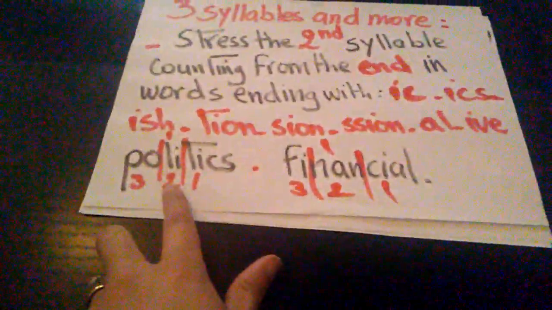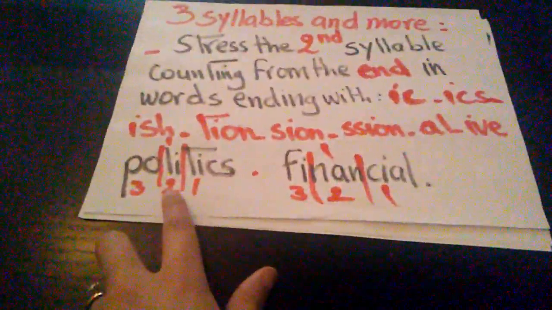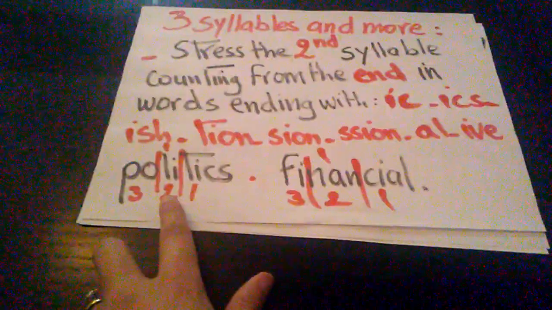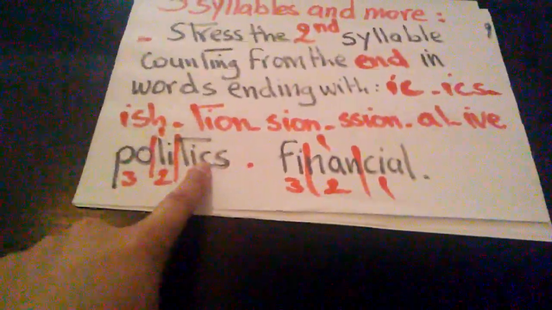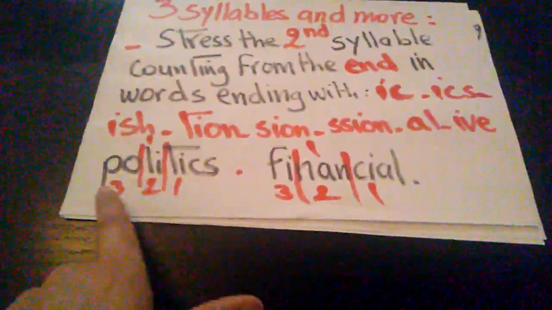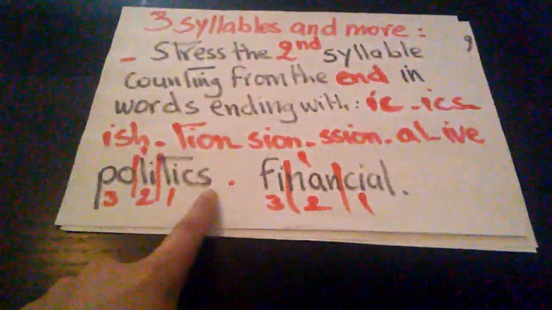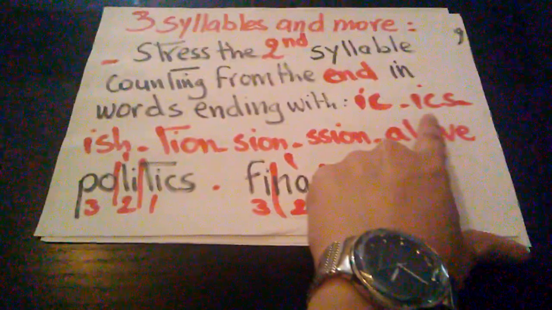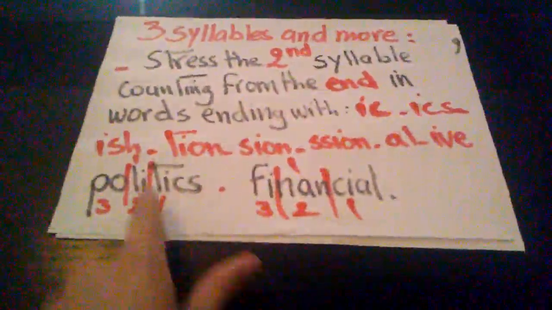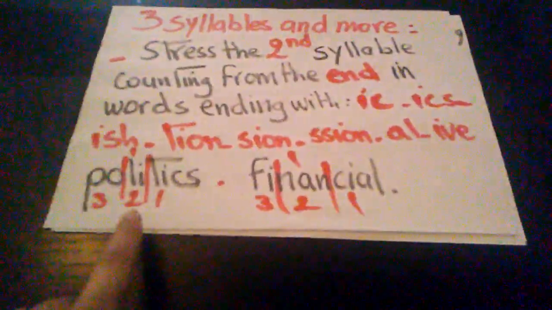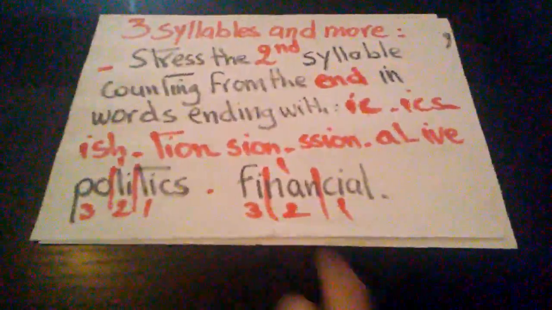I have politics. What do I do? The first thing is I divide the word first. You have po-li-tics. I count 1, 2, 3. It ends with x. X is here. I stress the second syllable counting from the end. 1, 2, stress. Politics.